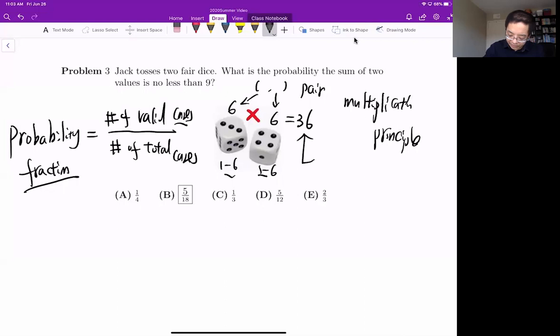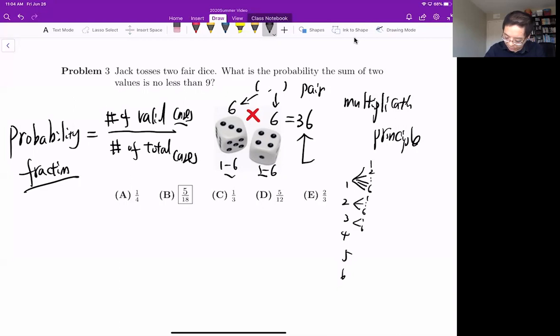Now, another way, if you say, okay, I don't know the multiplication principle, then you can also figure this one out just manually. So, okay, the first one, I have 1, 2, 3, 4, 5, 6 choices, right? So this is for the first one. And then for the next one, this is also 1, 2, 3, all the way to 6. And this is also 1 all the way to 6.